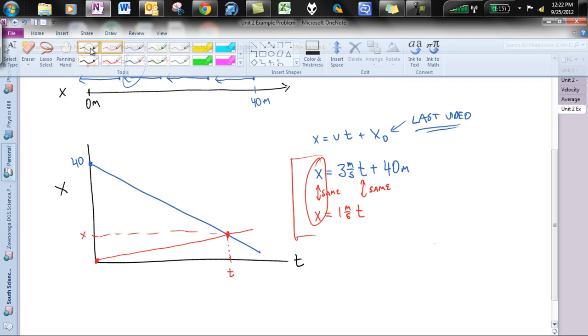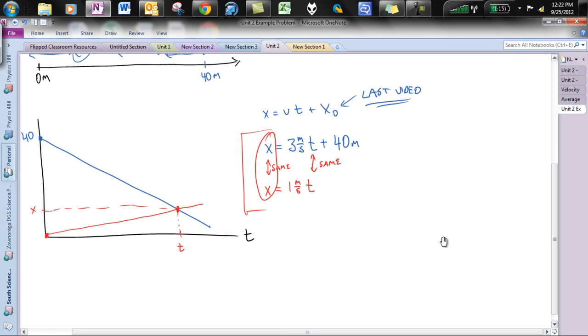So I'll do this in black just so the colors don't get too confusing. We have this equation equals that equation, so we have 3 meters per second times t plus 40 equals 1 meter per second times t, and you're going to realize that I made a mistake. Going back, of course, making mistakes, you can always learn from them. You're going to realize very quickly that I forgot something.